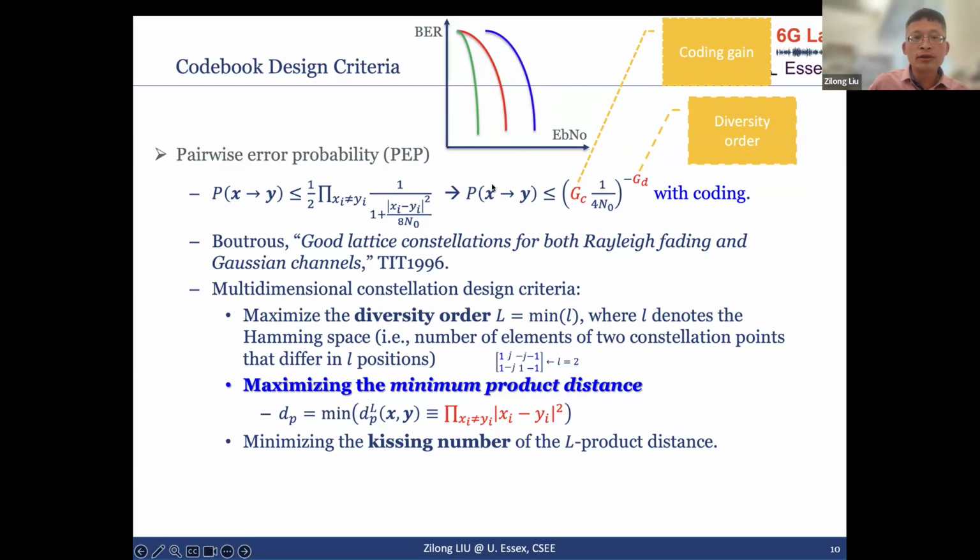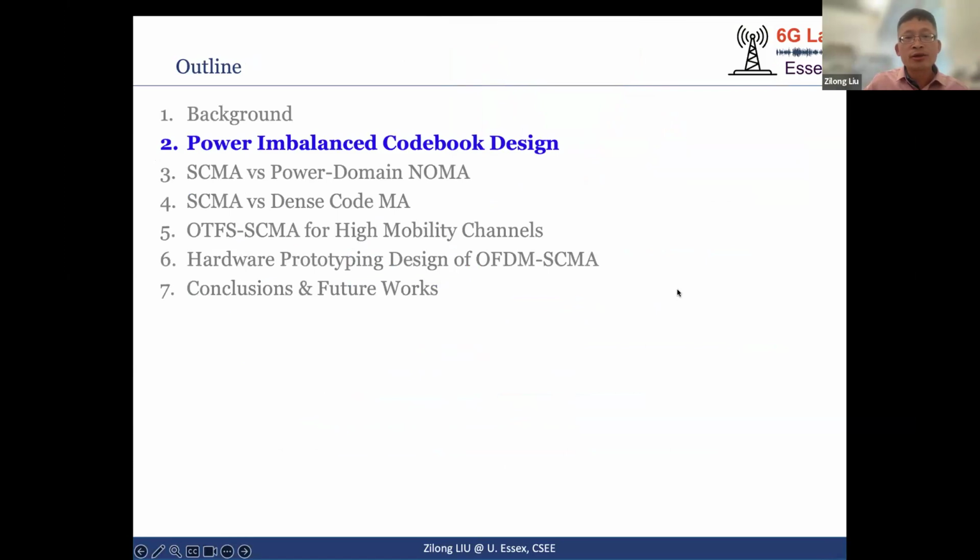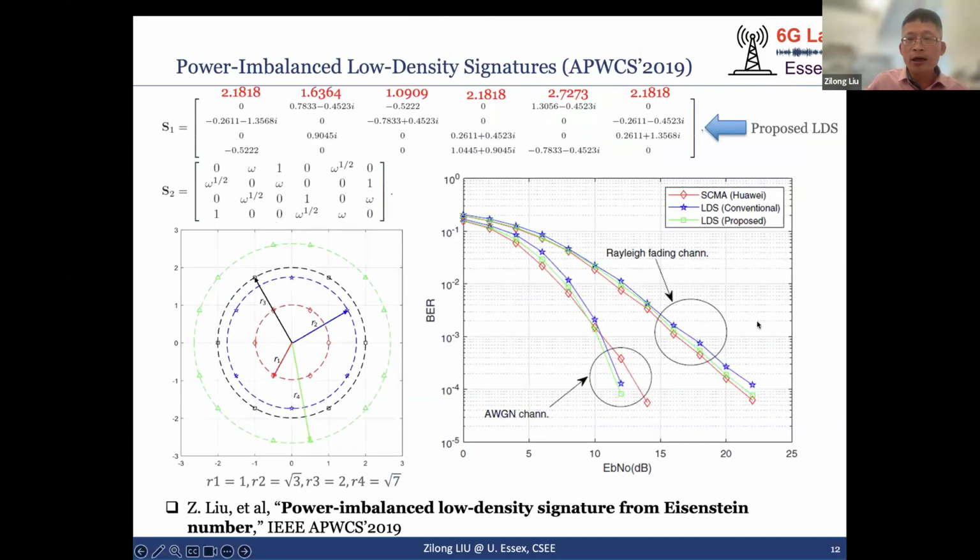And then of course, through proper codebook design, we are able to enjoy certain coding gain. Basically, we are able to move this blue BER curve to the left, and from this blue curve to this red curve, we are able to enjoy certain coding gain. Okay, and of course, we also wish to minimize the kissing number, for both the Rayleigh fading and the Gaussian channel. Based on that, I would like to introduce some of our work on the power imbalance codebook design. It all started from this conference paper in 2019.